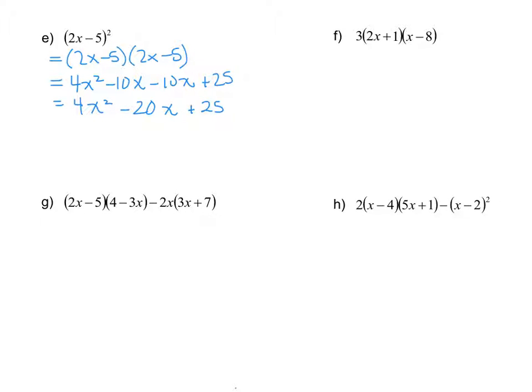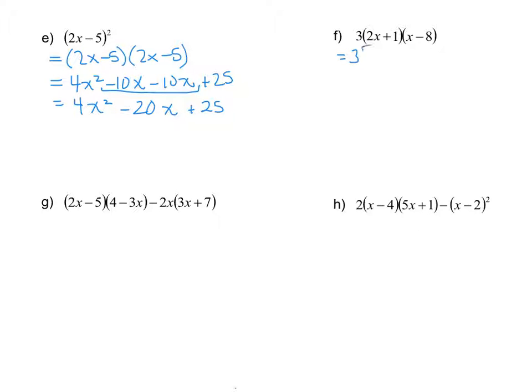Okay, if you did question E, you were nice, you wrote it out twice and then you expanded. The 2x multiplies the 2x and the minus 5 to get 4x squared minus 10x, and then the minus 5 multiplies the 2x minus 5 to get the minus 10x plus 25. And then when we collect like terms, we have a minus 10x here and another minus 10x to collect to make minus 20x. So our final answer is 4x squared minus 20x plus 25.